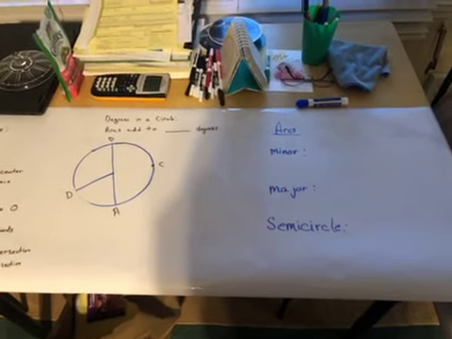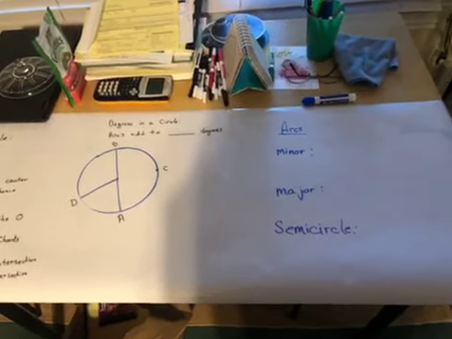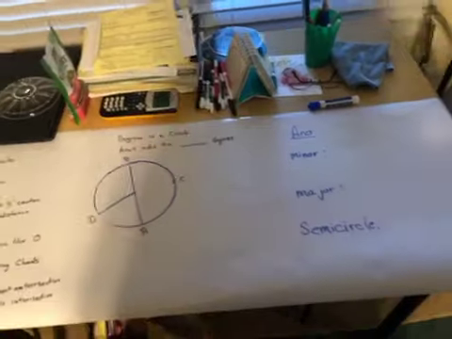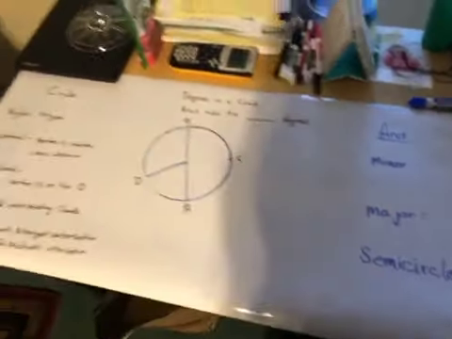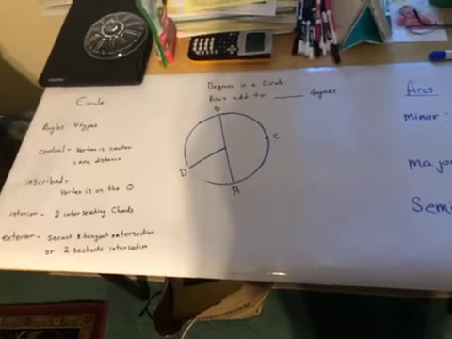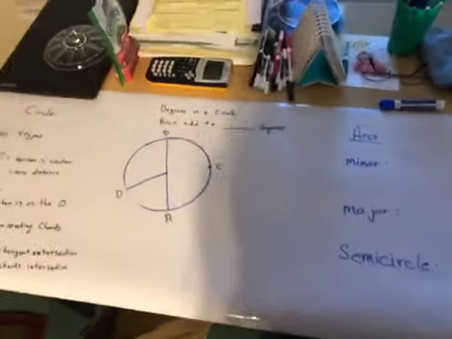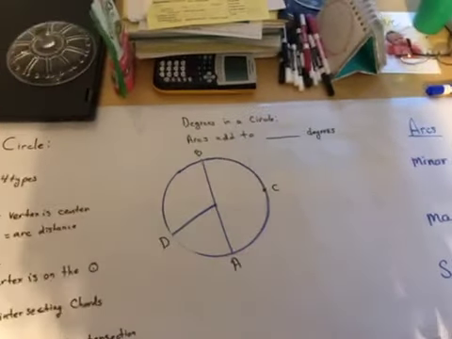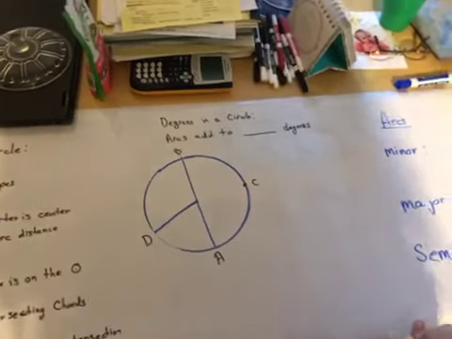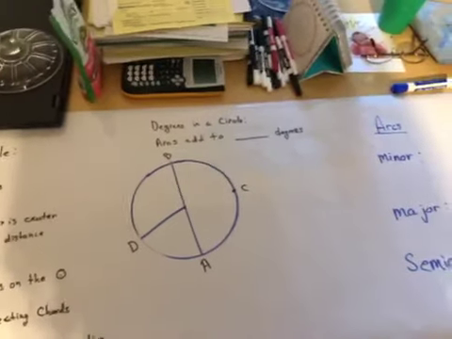Okay, all right. Chapter 10, section 2. It's on arcs: major, minor, semicircle, arc measurement. I'm also going to start leading into the types of angles. The only two with arcs we're going to be concerned about are central and inscribed angles. But we're going to start with the number of degrees in a circle.